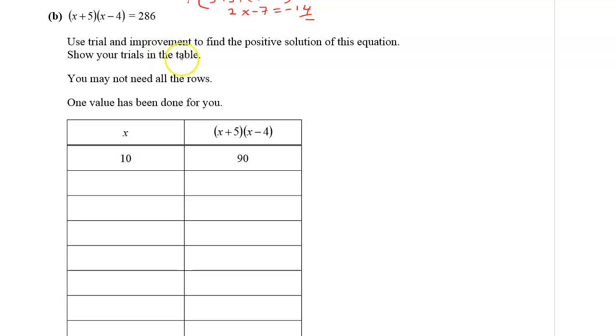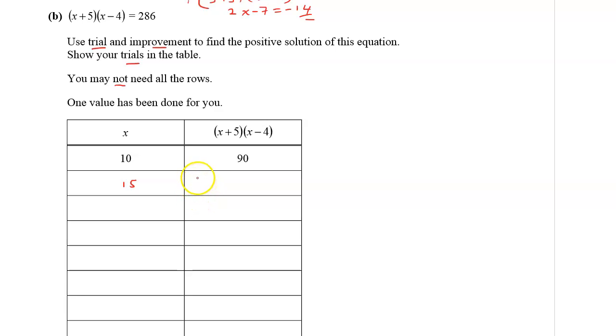Part B. This expression is equal to 286. Use trial and improvement to find the positive solution of this equation. Show your trials in a table. You may not need all the rows. One value has been done for you. The value done for us is right there. Okay, we have 10. Let's go to 15.